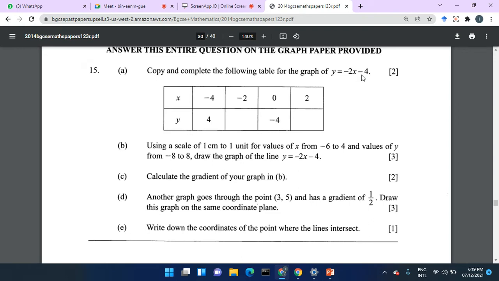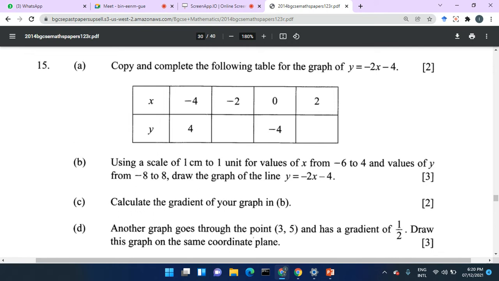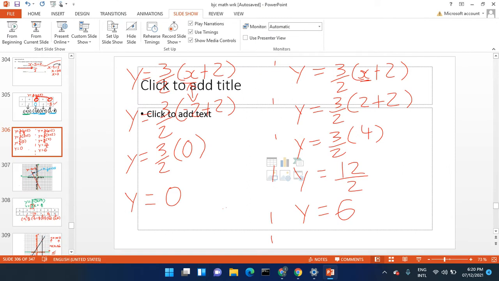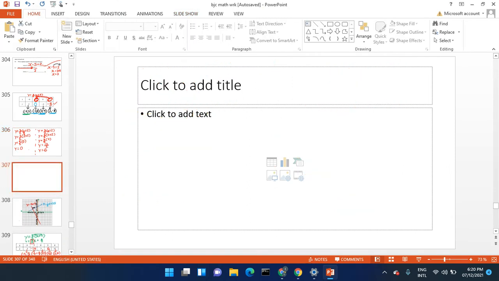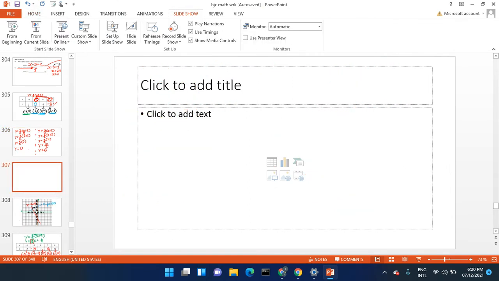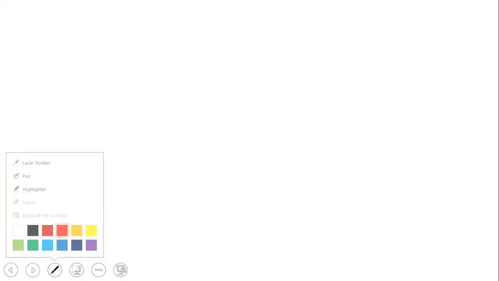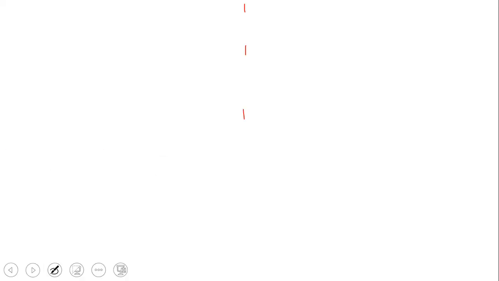So write this one down. This is the correct one, but we still do the same working from yesterday. We still substitute. So what we're supposed to do is still split it in half, but this time we're using the equation y equals negative 2x minus 4.